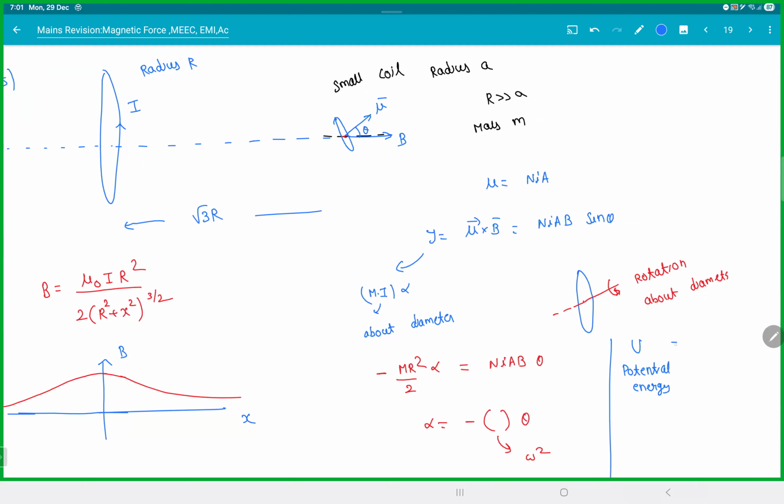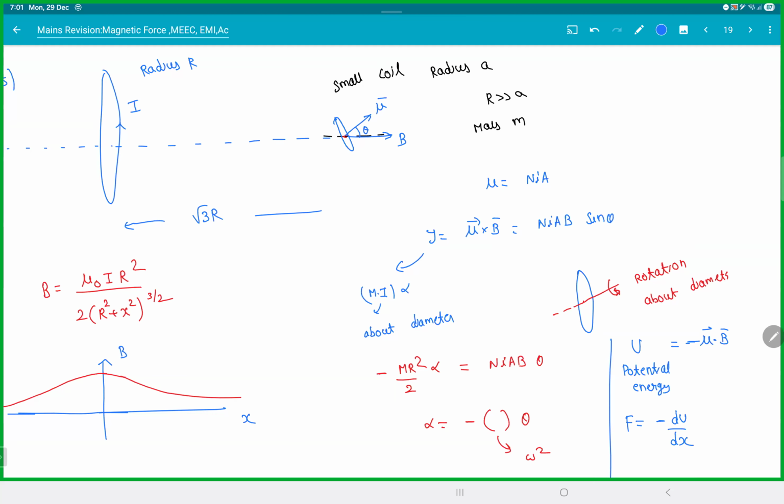Potential energy will be minus mu dot B. Initially, anyway, theta is 0, so mu B. Then you will say force is equal to minus dU by dx. From there, you'll get the force. There is no other way out. You cannot calculate the force on that thing.